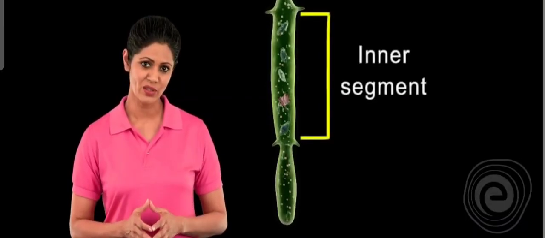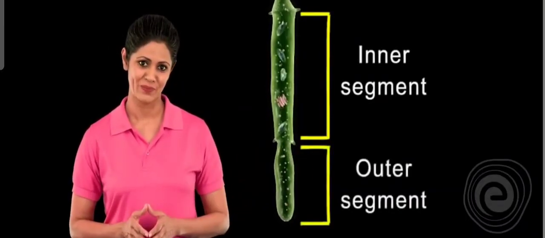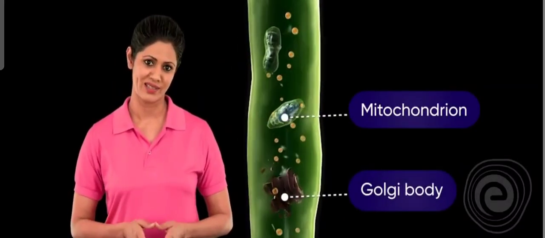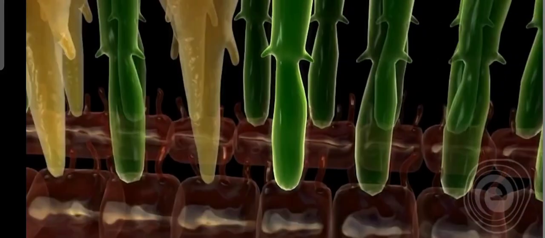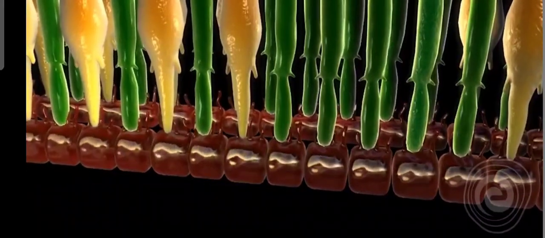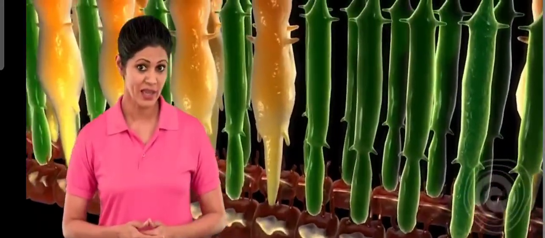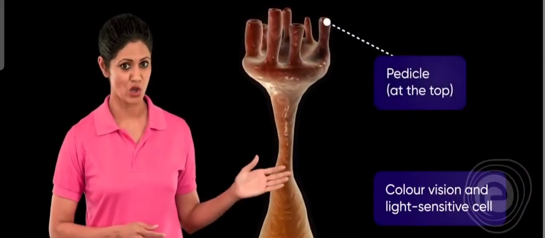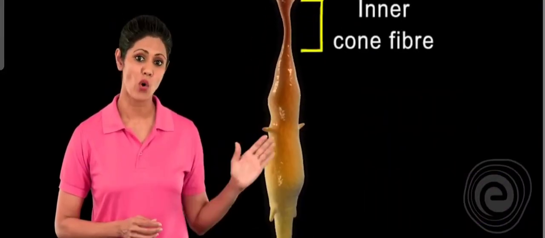The rod can be divided into an inner segment and an outer segment. The inner segment of the rod contains numerous mitochondria and Golgi bodies. The rod is attached to the pigmented epithelial cells. Similarly, if we look at the cone, we find a pedicle at the top, then the inner cone fiber.